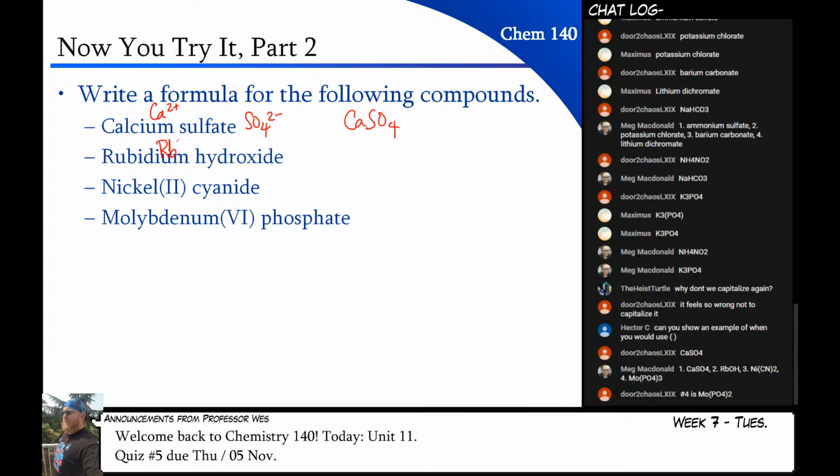Here's rubidium, Rb plus. Hydroxide is OH minus. Nickel 2 is Ni2 plus. Cyanide is CN minus. I'm going to need 2 of these. We'll just fix that. There you go.